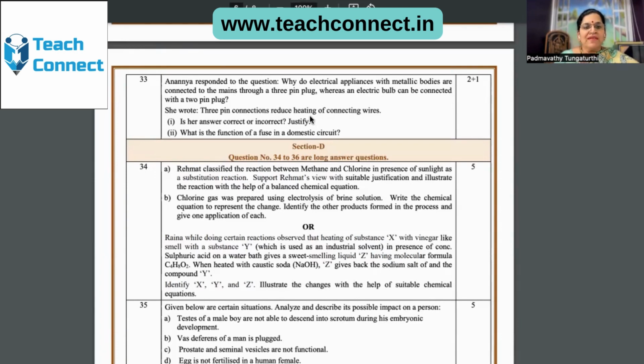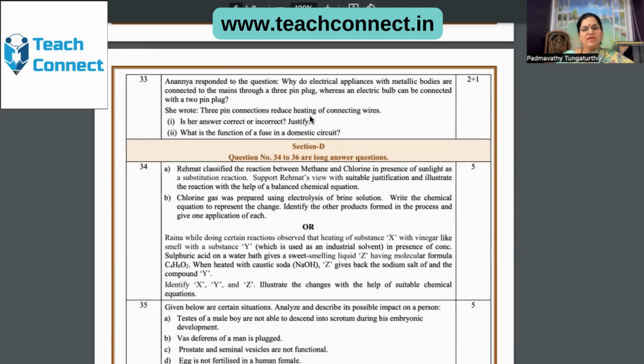Therefore, she wrote 3-pin connections reduce heating of connecting wires. Probably Ananya has not understood the concept. That is not the right answer, because we have to see that the low resistance wire is connected in order to see that the extra current passes into the earth.